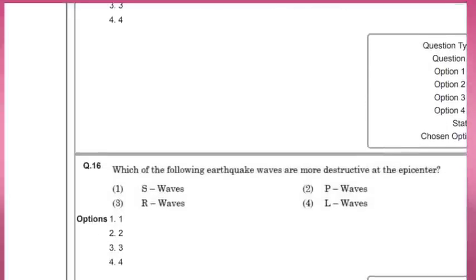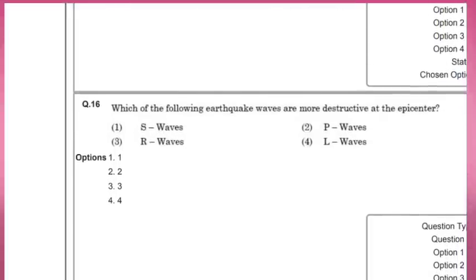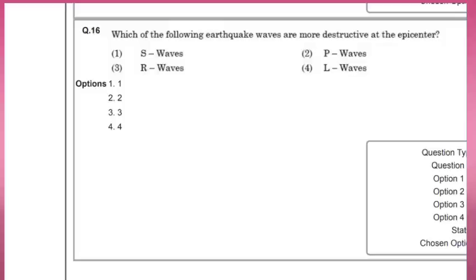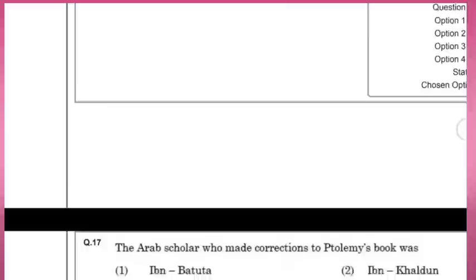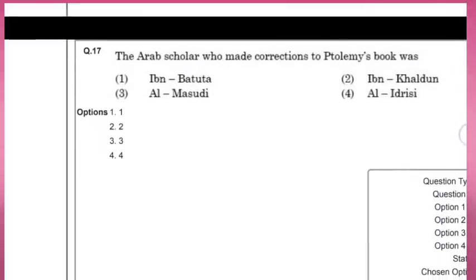And next question, which of the following earthquake waves are more destructive at the epicenter? Basically the correct answer is S wave, option 1. And next question, the Arab scholar who made the correction of Ptolemy's book, a very interesting question. Al-Idrisi is the correct answer, you know, Al-Idrisi.